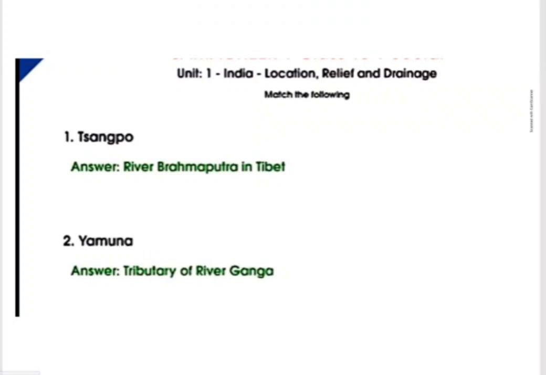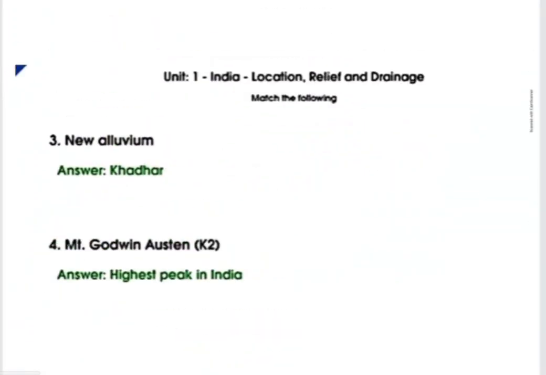So, Sangpo: the answer is river Brahmaputra in Tibet. The next one, Yamuna river: it is one of the tributaries of Ganga. The next one, new alluvium. Just before, we checked older alluvium in the sense Bhangar. New alluvium in the sense Khadar.